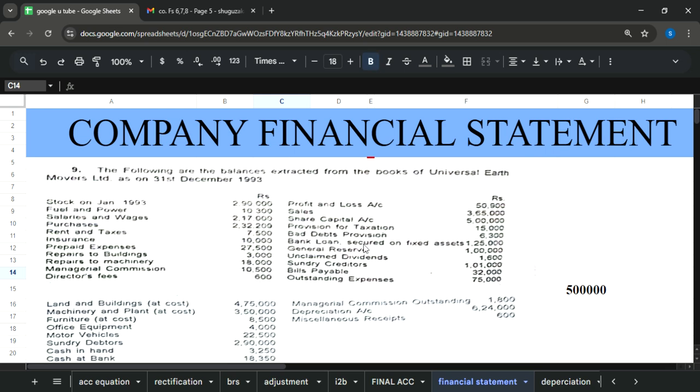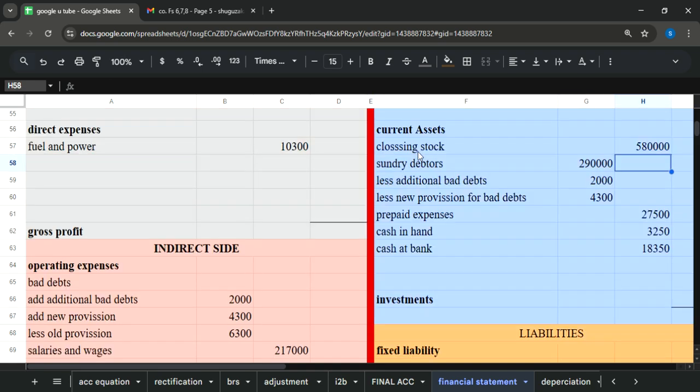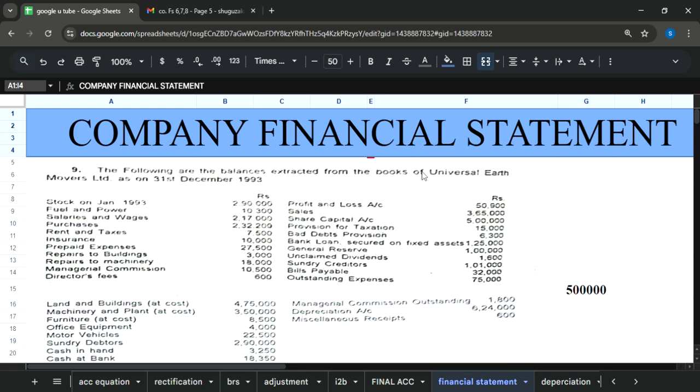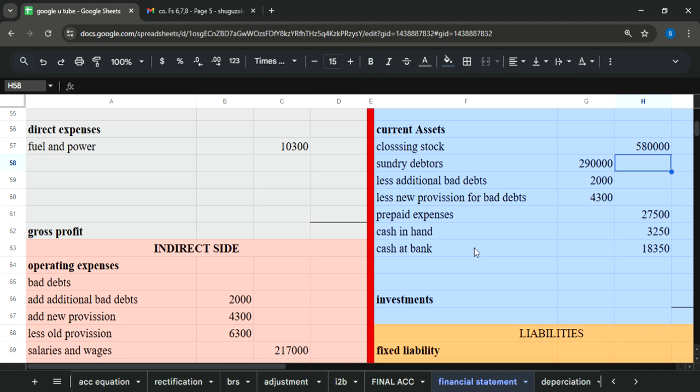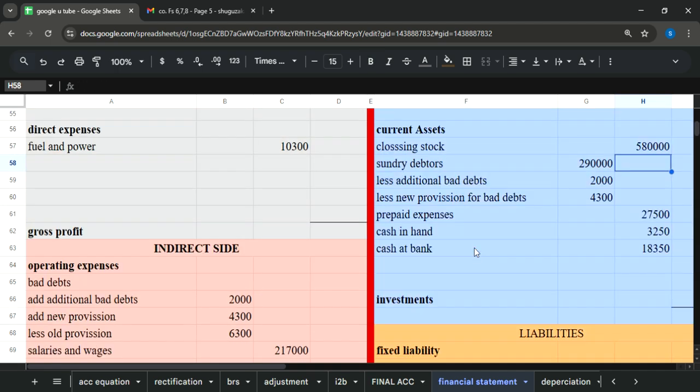Next, bank loan on fixed assets. Loan can be written on the fixed liability side, or you can write it in current. As it is not mentioned whether it's long term or short term, and it is a loan on fixed asset, we have chosen the fixed liability side. The amount of this loan is mentioned as 125,000. So just write it down on the fixed liability side, loan.